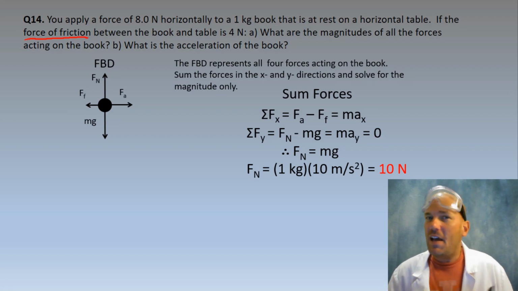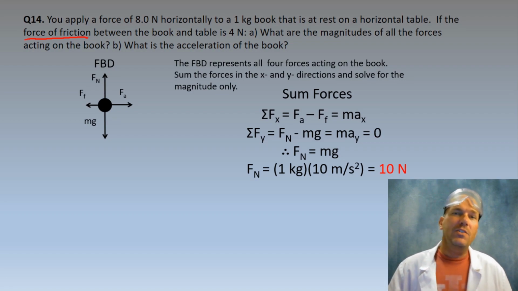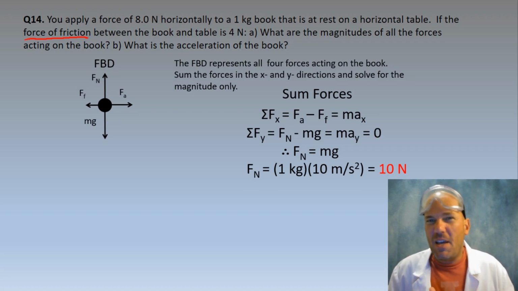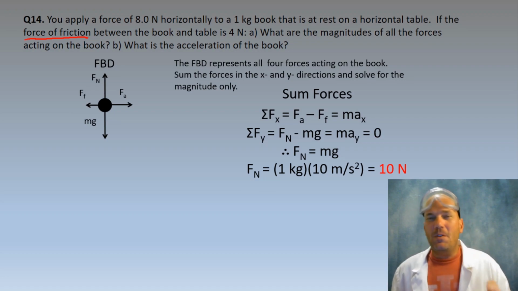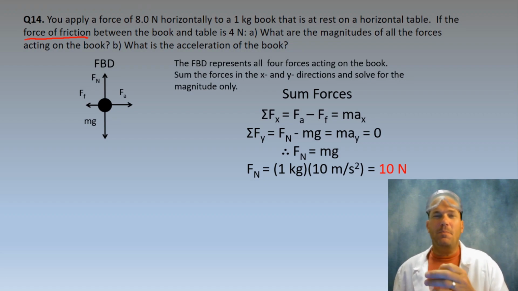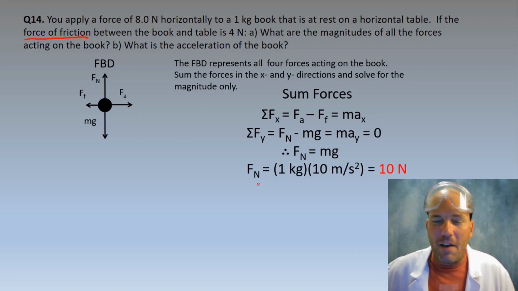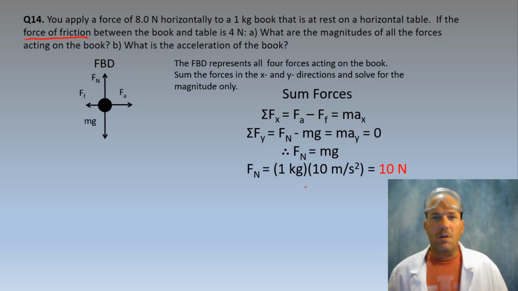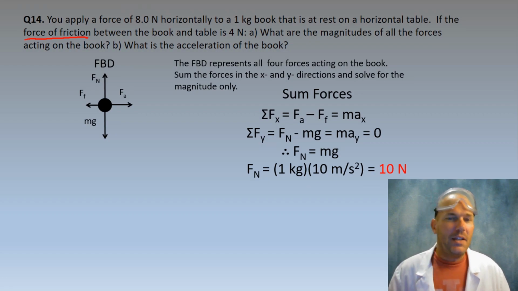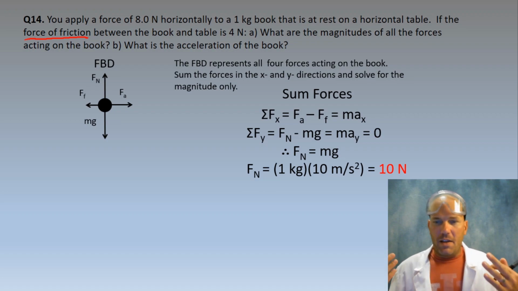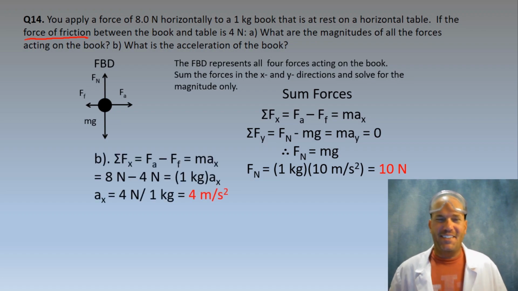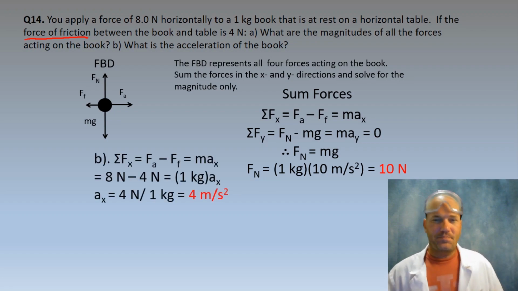However, this object is not accelerating vertically, therefore there is no net external force acting vertically, which means that summation equals 0, and therefore force of normal is equal to the force of gravity, or mass multiplied by the acceleration due to gravity. So force normal here, when we plug in our values, we have 1 kilogram times 10 meters per second squared. So we have a value equal to 10 newtons, which should make sense. Let's look at part B here.